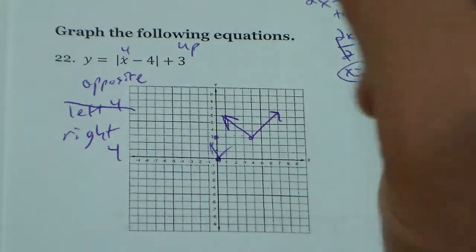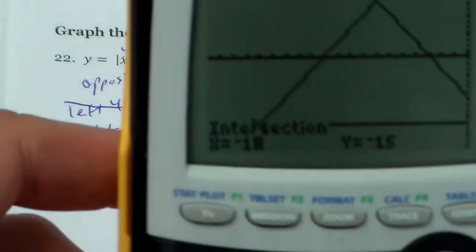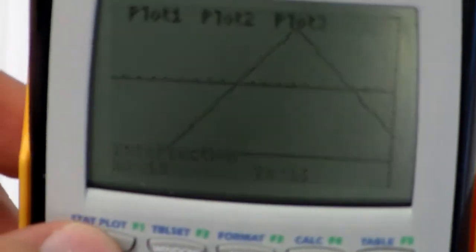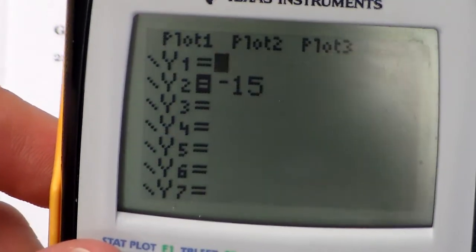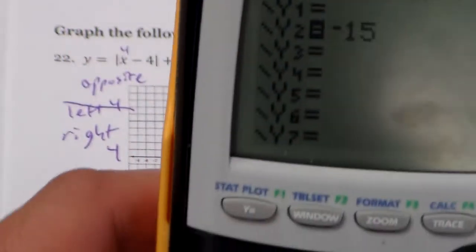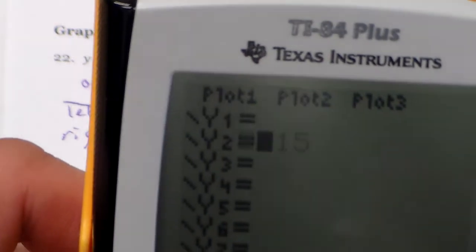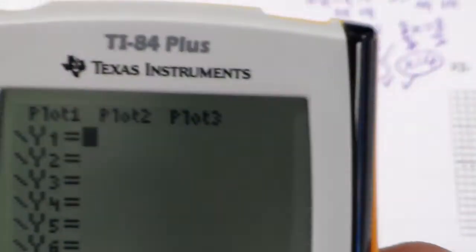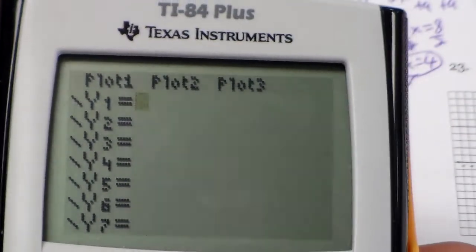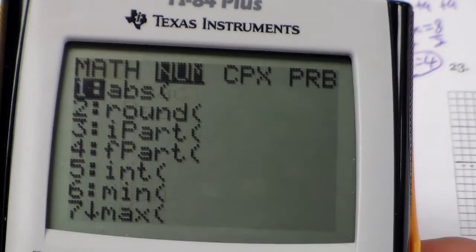Now if you do want to double check on your graphing calculator, you can. We'll show you how to do that. So you go to y equals, and you go ahead and clear that and clear that. So we're going to do the absolute value, right? There we go. So we're going to go ahead and do math button over to numbers, and there it is.